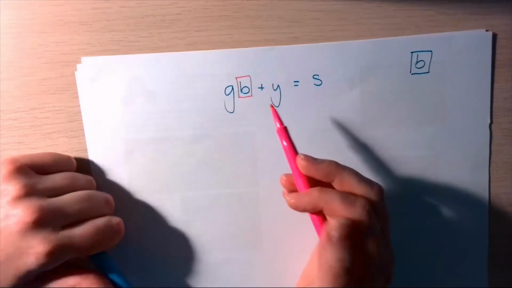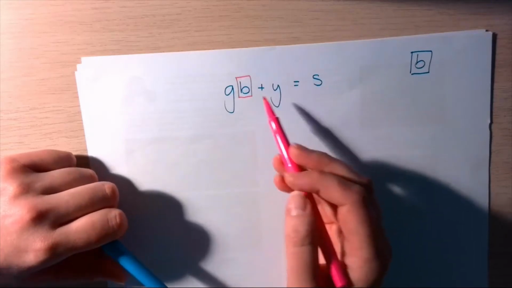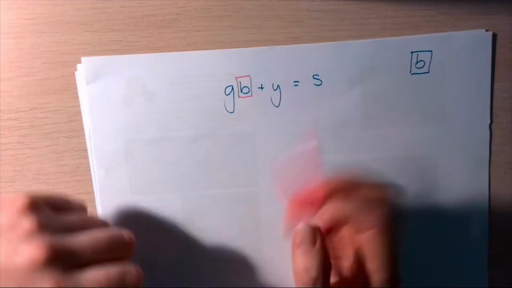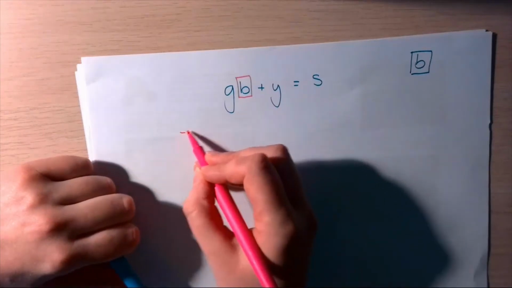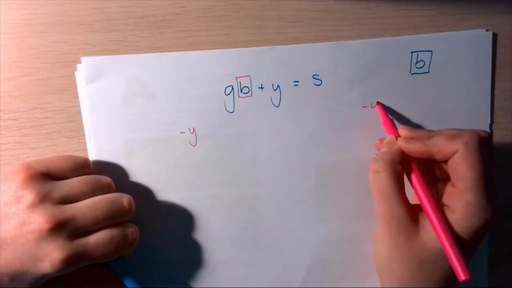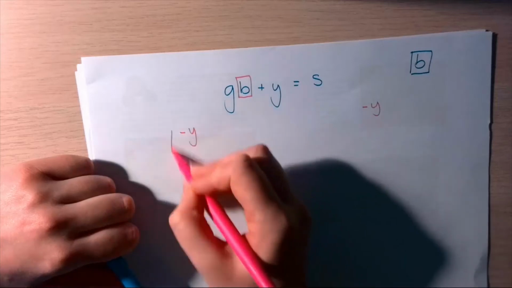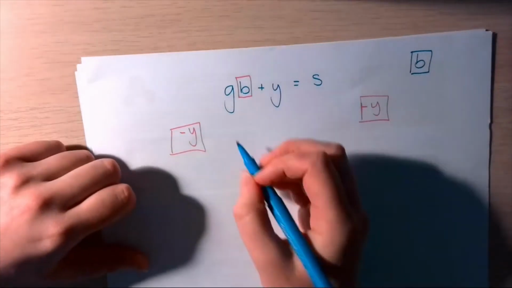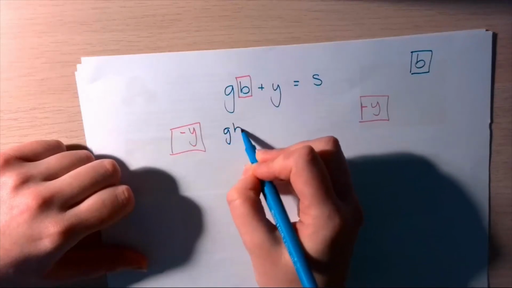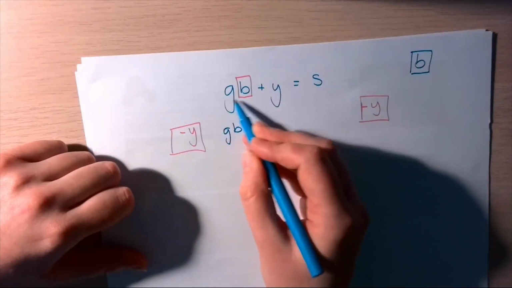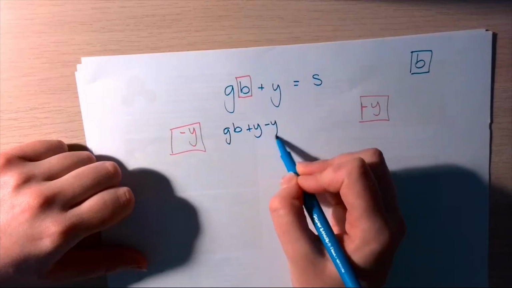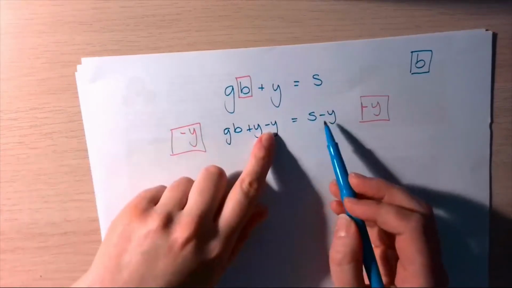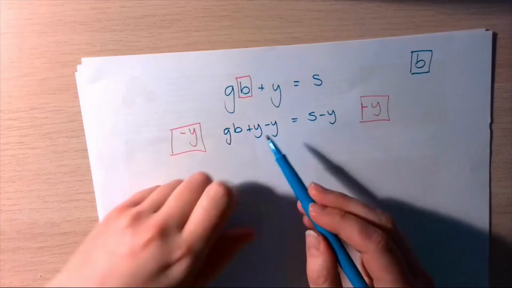So the first thing we have to undo is the y. That's the last thing that happened in its story. So instead of adding y, we do the inverse and we subtract y from both sides. So subtract y, subtract y. I'll do that in a different colour so you know it's not part of my writing. So we end up with gb plus y, subtract y, equals s, subtract y. And all I've done is do both sides and subtract y off them both.